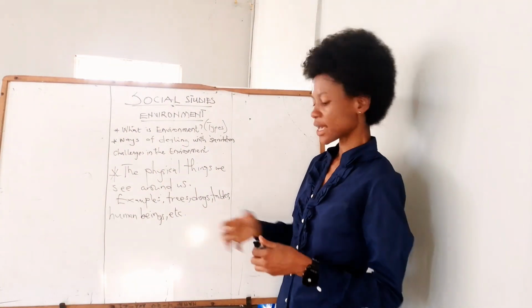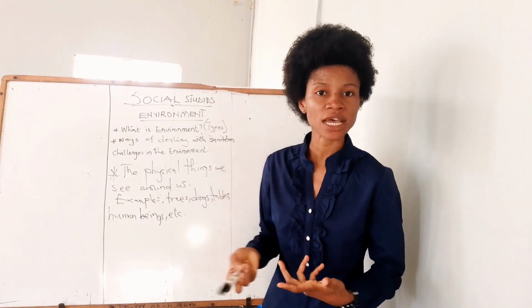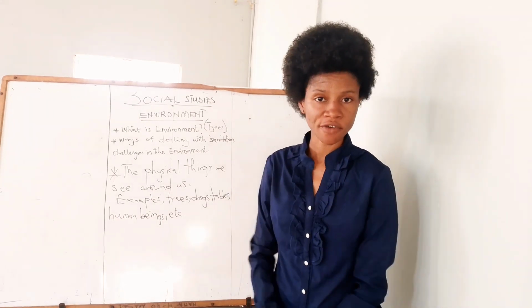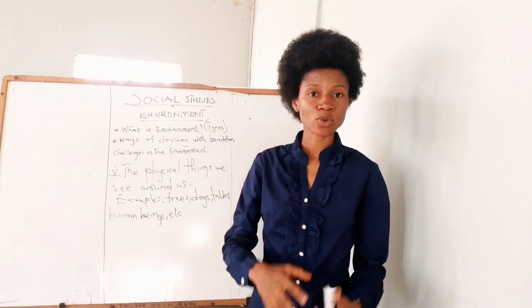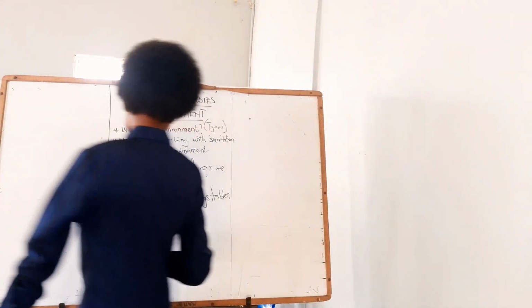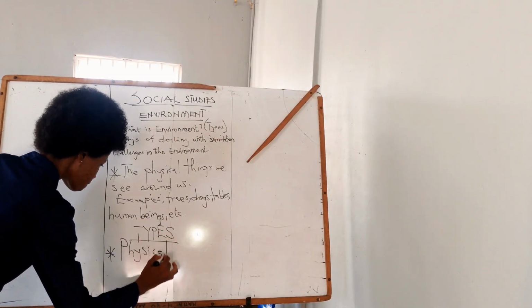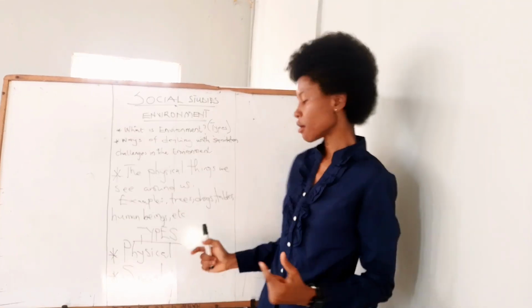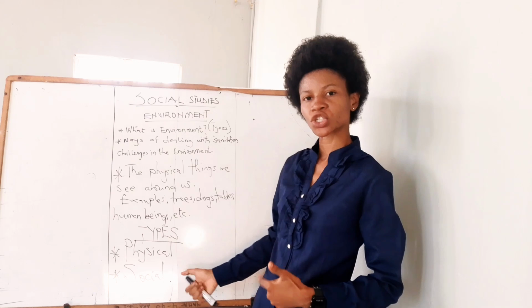Alright, so having given examples, now they know what an environment is. So whatever they see outside, they know that all these things constitute a part of our environment. We are not done. What are the types of environment? We have two types. We have a physical environment as one type of the environment, and we also have the social environment.